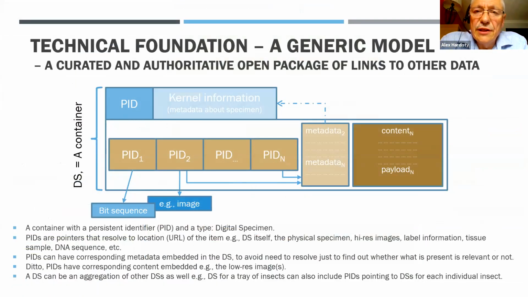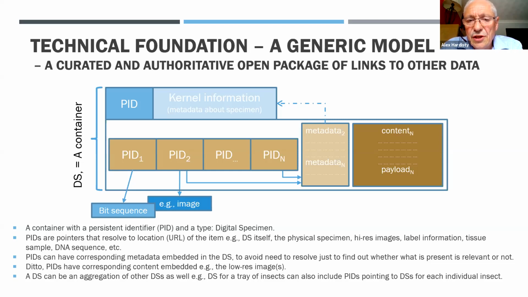From this simple digital example, we can assume a generic model, a curated and authoritative open package of links to other data. A digital specimen is a container with a persistent identifier and a type definition of digital specimen. The persistent identifiers, the PIDs, within it are pointers that resolve to the locations of other items.